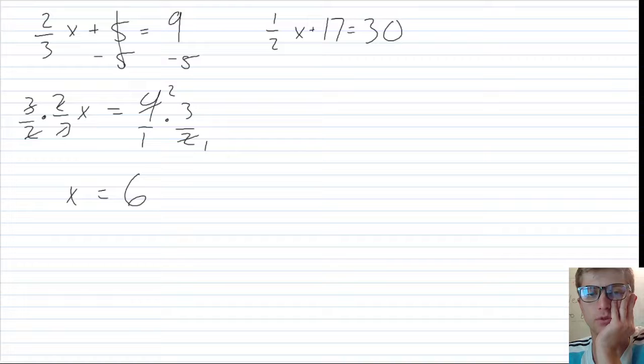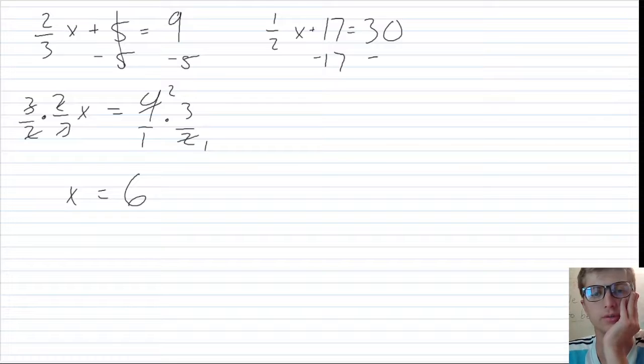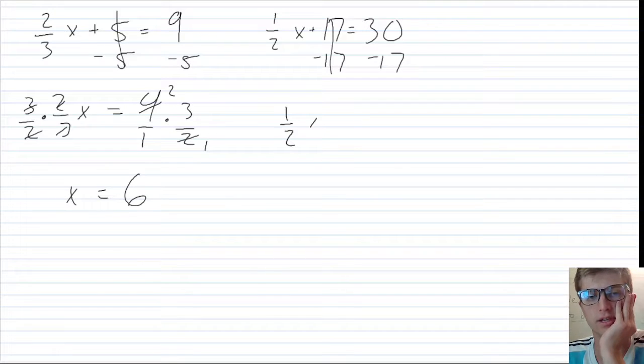So x is being multiplied by a half and added by 17. What's the opposite of adding by 17? Subtracting by 17. What we do to one side, we'll do to the other. These things cancel. We're left with 1/2 x. 30 minus 17 equals 13.